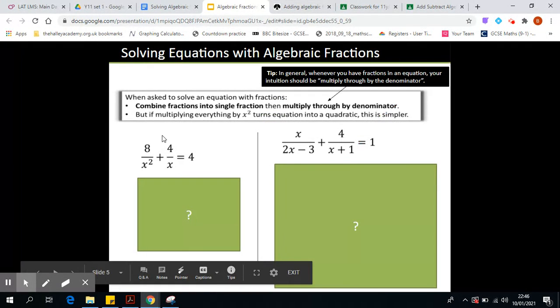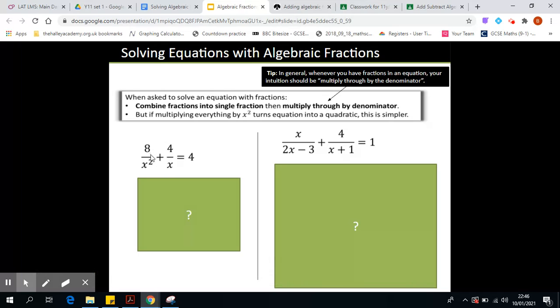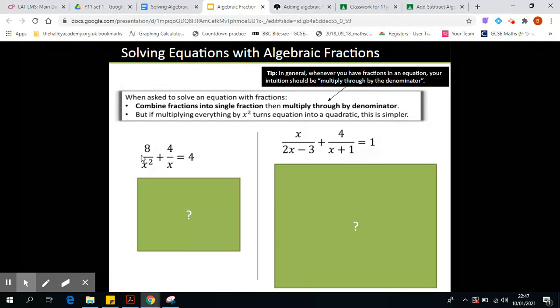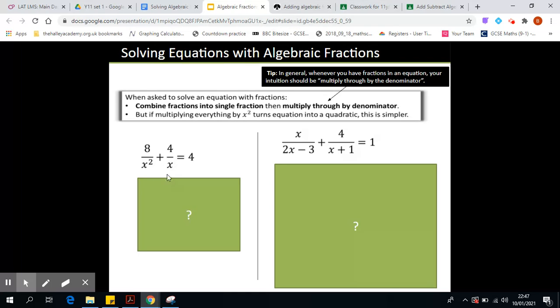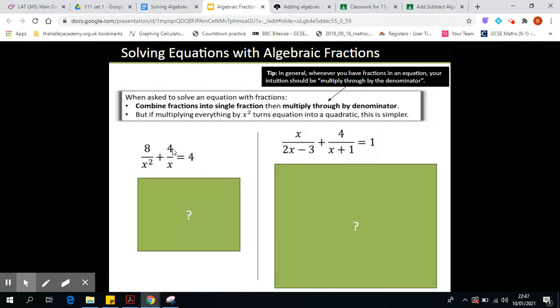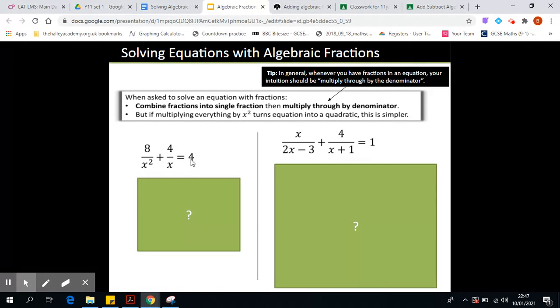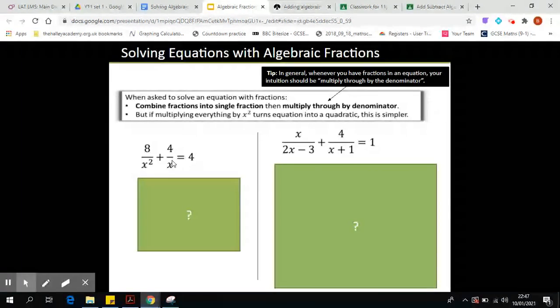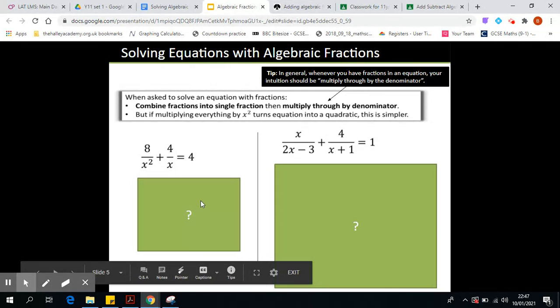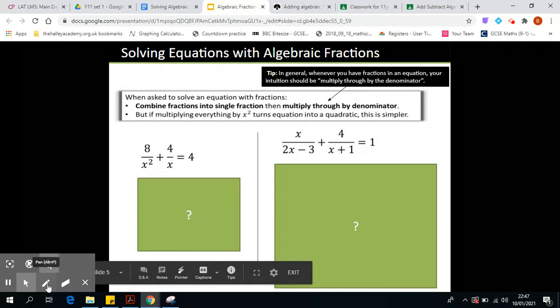Let's look at the first question: 8 over x squared plus 4 over x equal to 4. Remember, we are adding those two algebraic fractions as mentioned in the previous lesson. Once added, we are converting the algebraic fraction into an equation as that's equal to 4. And once converted into an equation, we are solving it to find the values of x. Let's see in a little more detail.